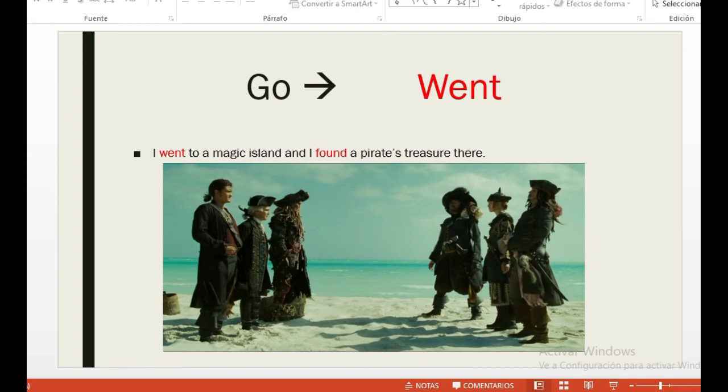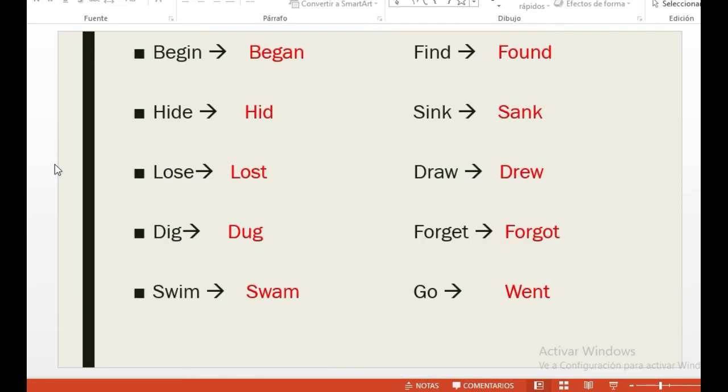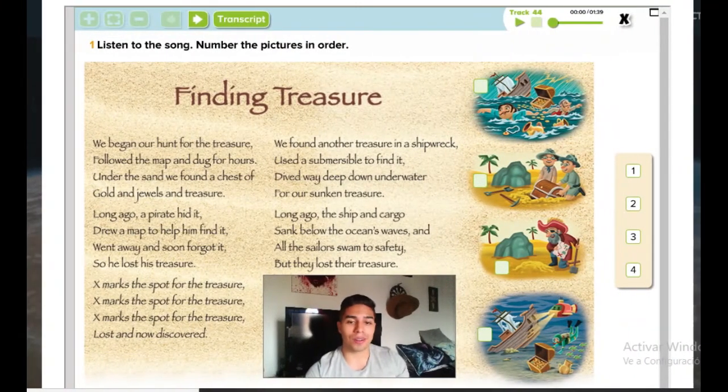So now that we have learned these new words, we are going to go to the page in the book. So remember: began, hid, lost, dug, swam, found, sank, drew, forgot, and went. Check. Now we are going to check what we learned about the verbs.